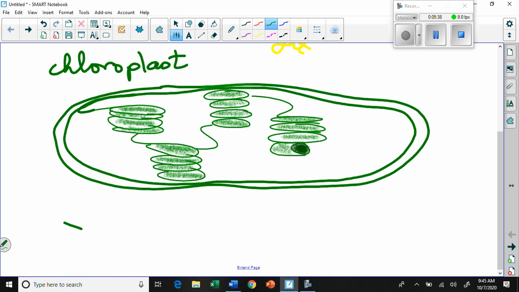So a stack of these, the whole stack, is called a granum, which is just a word that means a sort of a blob or a granule, a grain. Those all come from the same root. One of the little pancakes is called a thylakoid.